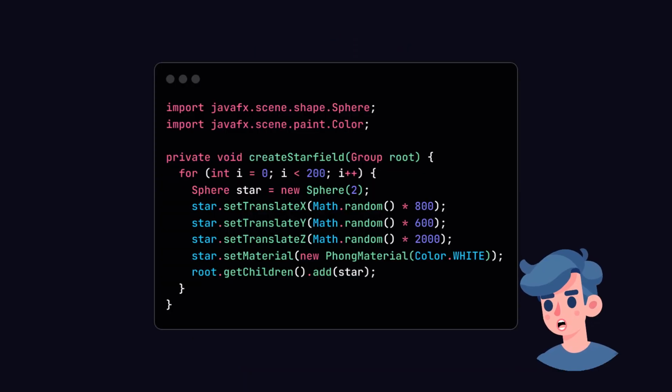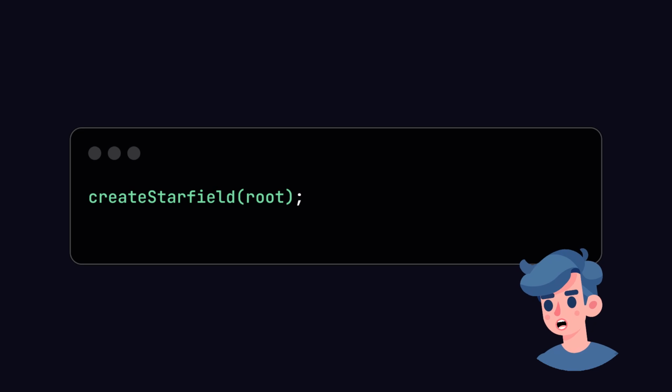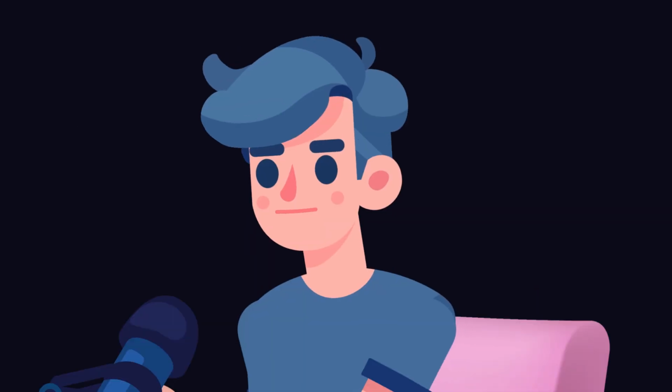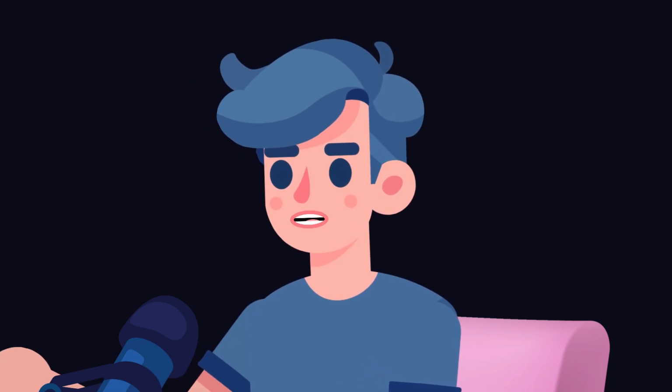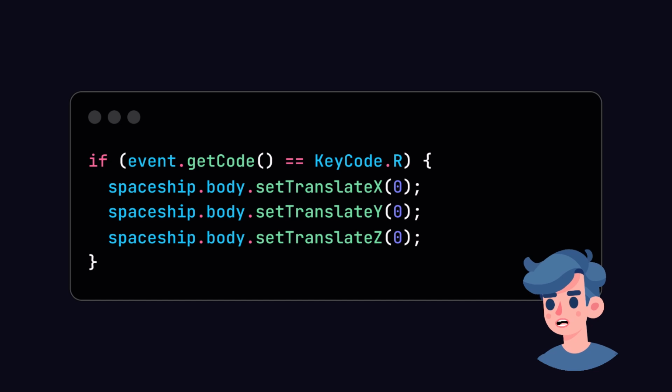Now that we have the mechanics down, let's add a background and stars to make the simulator feel more immersive. We can create a simple star field using JavaFX shapes. Call the createStarField method in your main application class after adding the spaceship to the root. This will generate a field of stars populating the simulated space. Compile and run your application, and you should see stars twinkling against the dark backdrop of space. The simulator is coming together nicely.